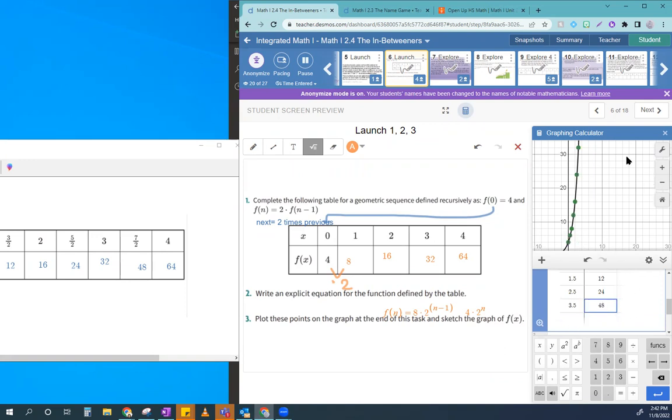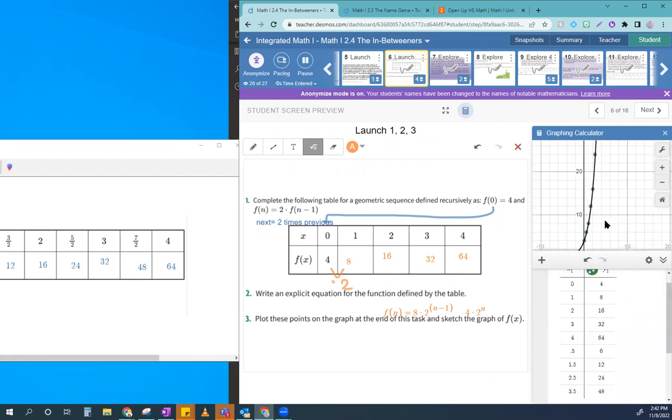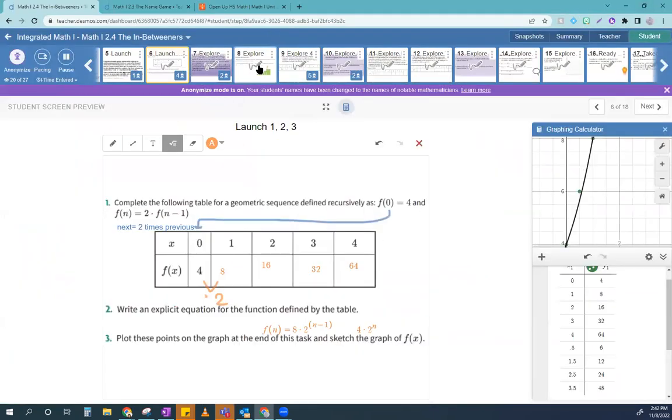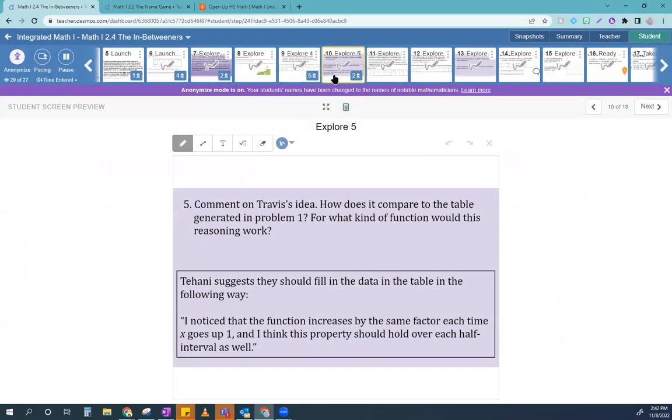Okay. All right. So if I make this bigger, I wonder if these extra little points I got are on there. That's what we're trying to figure out. What do you guys think? Do you think that point is on our curve? What do you guys think? Do you think that point is on our curve? Yeah, right? Yeah, exactly. So you're leaning on what we did before? Absolutely. Good job. So comment on Travis's idea. How does it compare to the table generated in problem 1? For what kind of function does this work?